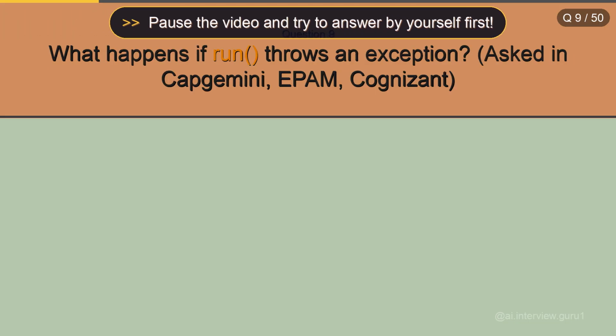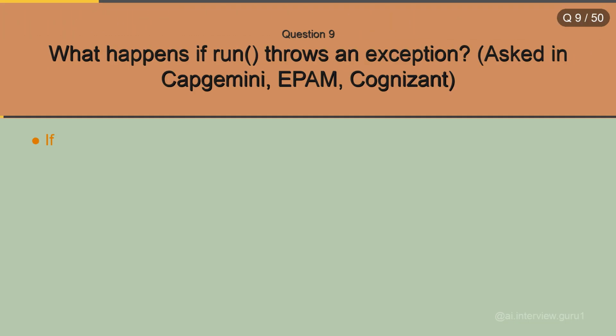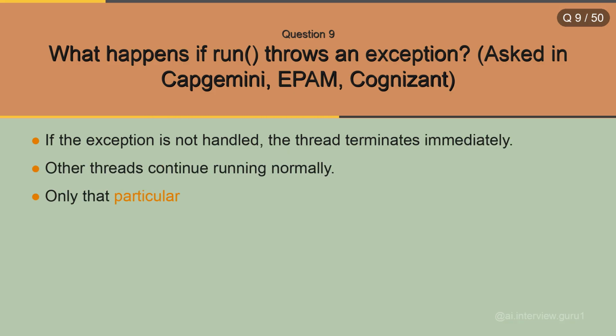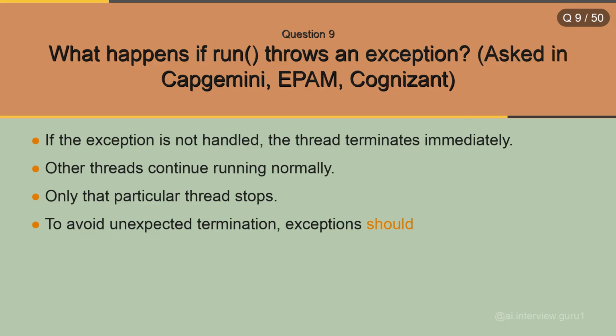What happens if run throws an exception? If the exception is not handled, the thread terminates immediately. Other threads continue running normally. Only that particular thread stops. To avoid unexpected termination, exceptions should be handled inside the run method.